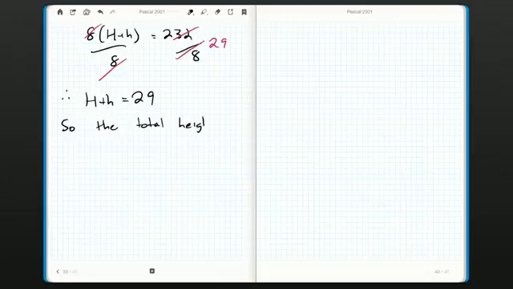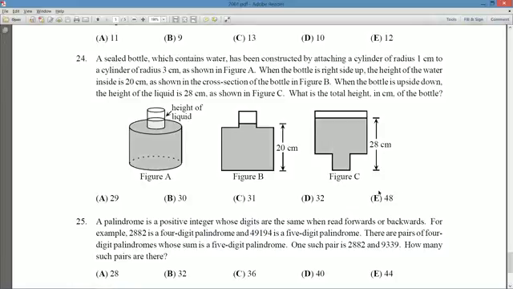And we'll go back and we'll figure out which of those answers corresponds to 29. A 29.